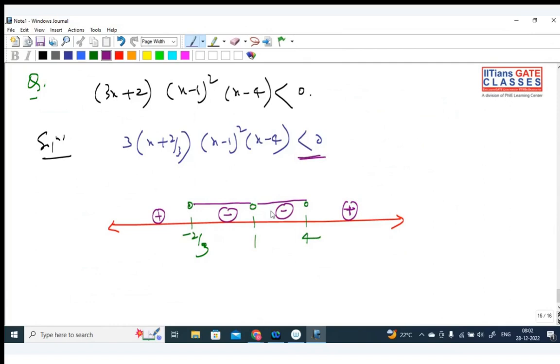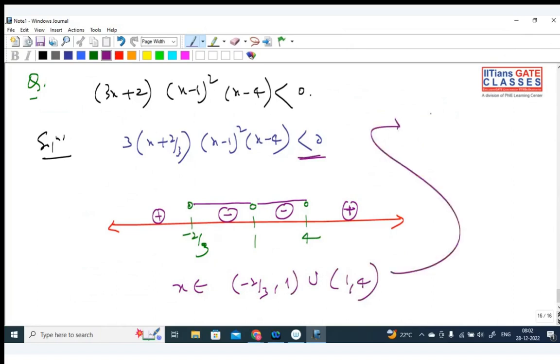So what is the answer here? You can write x belongs to minus 2 by 3 and 1, union 1 and 4. Or you can write this as minus 2 by 3 to 4 minus the set {1}. You can forget this 1 because it is common. You just put the minus sign and remove 1 from this, if you are taking intersection. Understood.